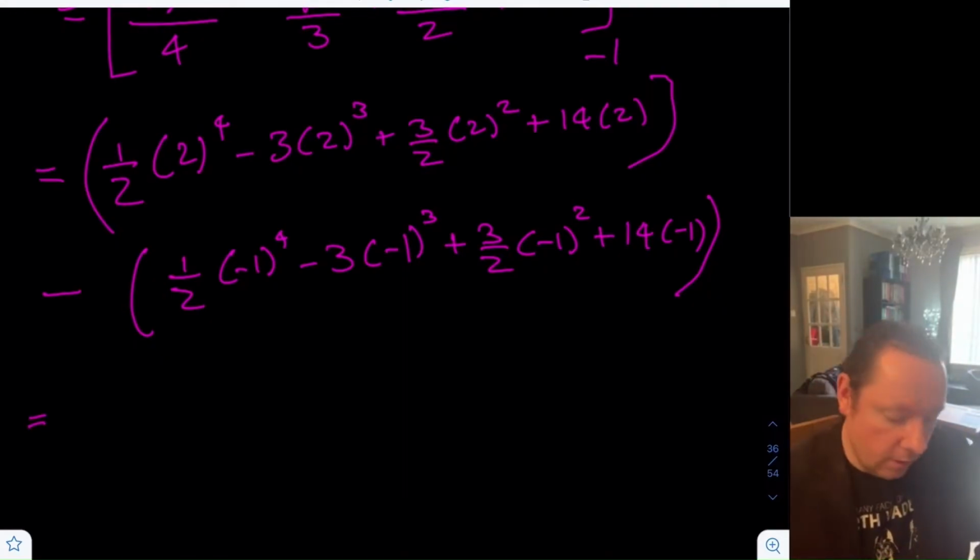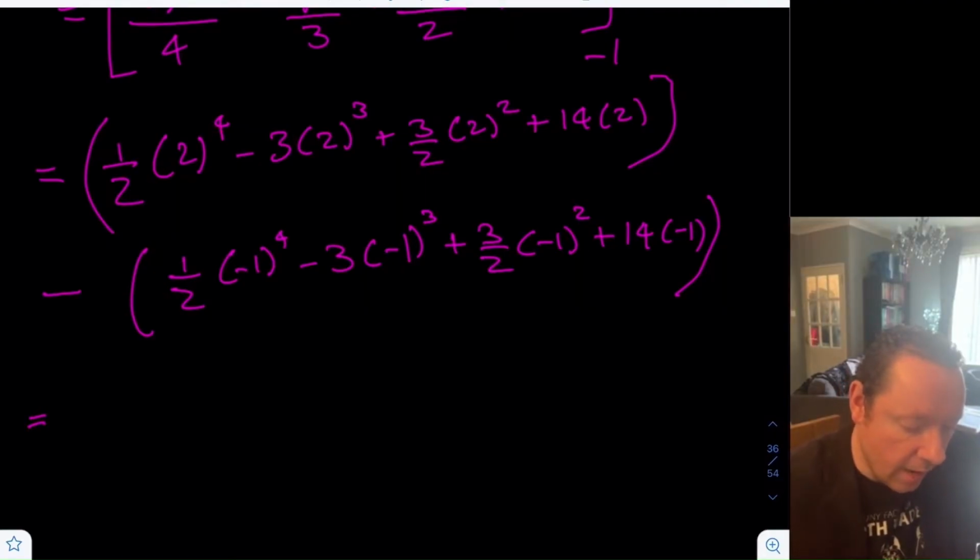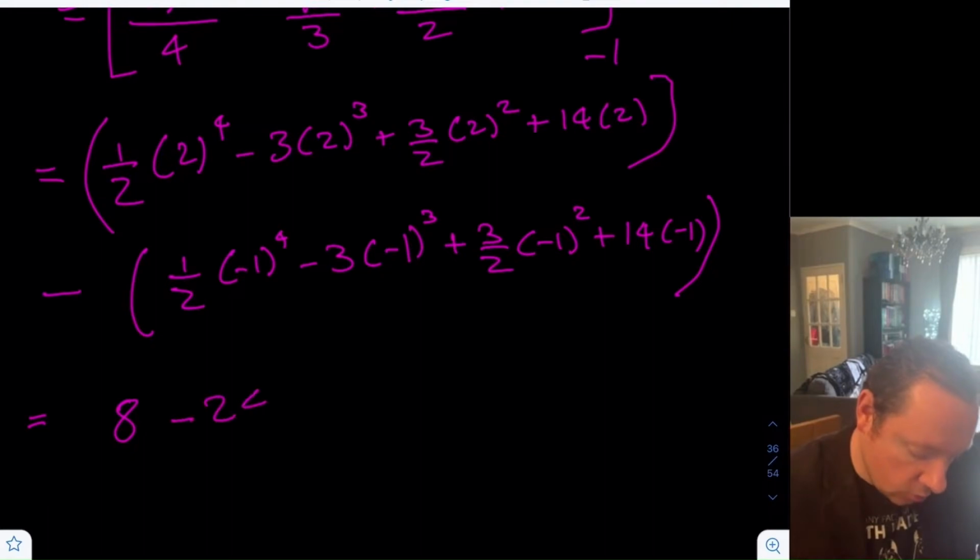Doing each one separately. 2 2s is 4 times 2 is 8 times 2 is 16. 16 divided by 2 is 8. So we get 8 for our first term. 2 2s is 4 times 2 is 8. 8 3s is 24. So our second term is minus 24. 2 2s is 4. 4 divided by 2 is 2 times 3 is 6. So we get 6. And then 14 times 2 is 28. So there's our first bracket.